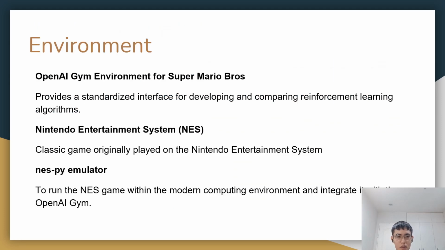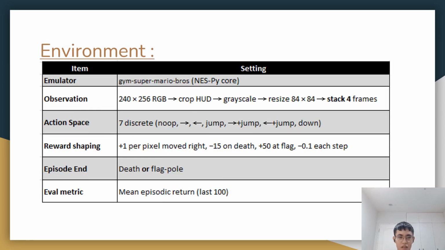And the environment we are using includes the OpenAI Gym environment for Super Mario Bros, which provides a standardized interface for developing and comparing reinforcement learning algorithms. And also the Nintendo Entertainment System, a classic game originally played on the NES. And also the NES-py emulator to run the NES game within the modern computing environment and integrate it in the OpenAI Gym. And this is the environment table for everyone to take reference.